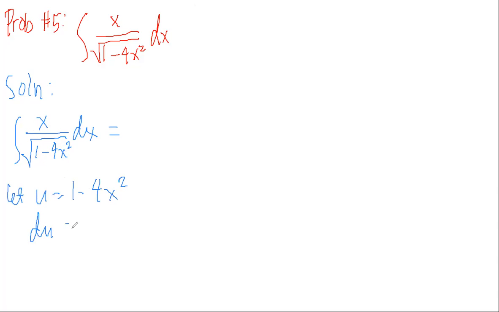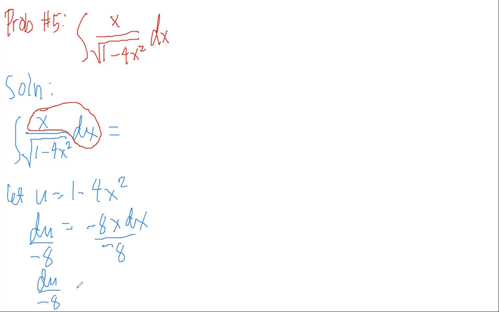So let's take the derivative. This becomes 0 minus 8x dx. Since we want to express this in terms of another expression such that we can integrate easily, we retain x dx here, so we need to divide this by -8. So du over -8 is equal to x dx. Which means x dx can be substituted by du over -8. So in this case, we can now proceed to the next step.